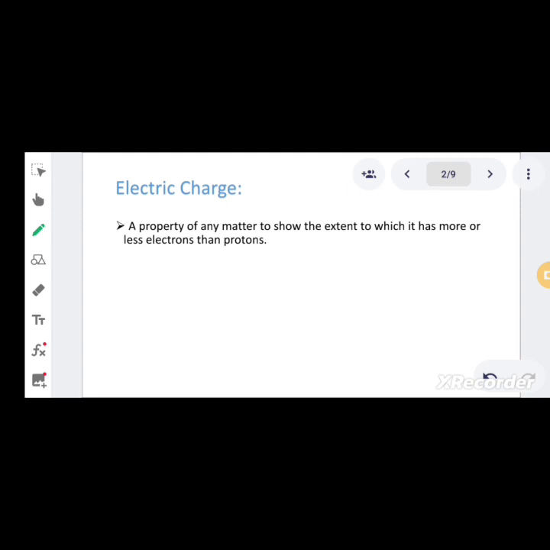Then we have electric charge. So what do you mean by electric charge? Electric charge is a property of any matter. This definition you will write in your board exam. Electric charge is a property or characteristic of any matter by which it shows the extent to which it has more or less electrons than protons.